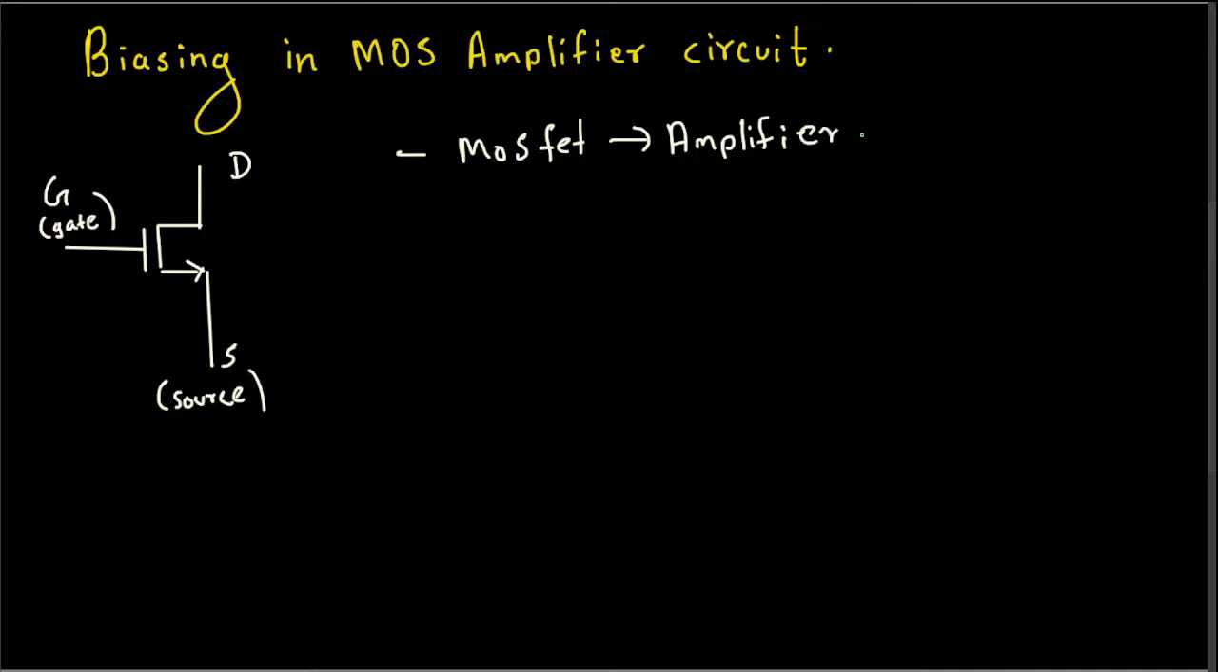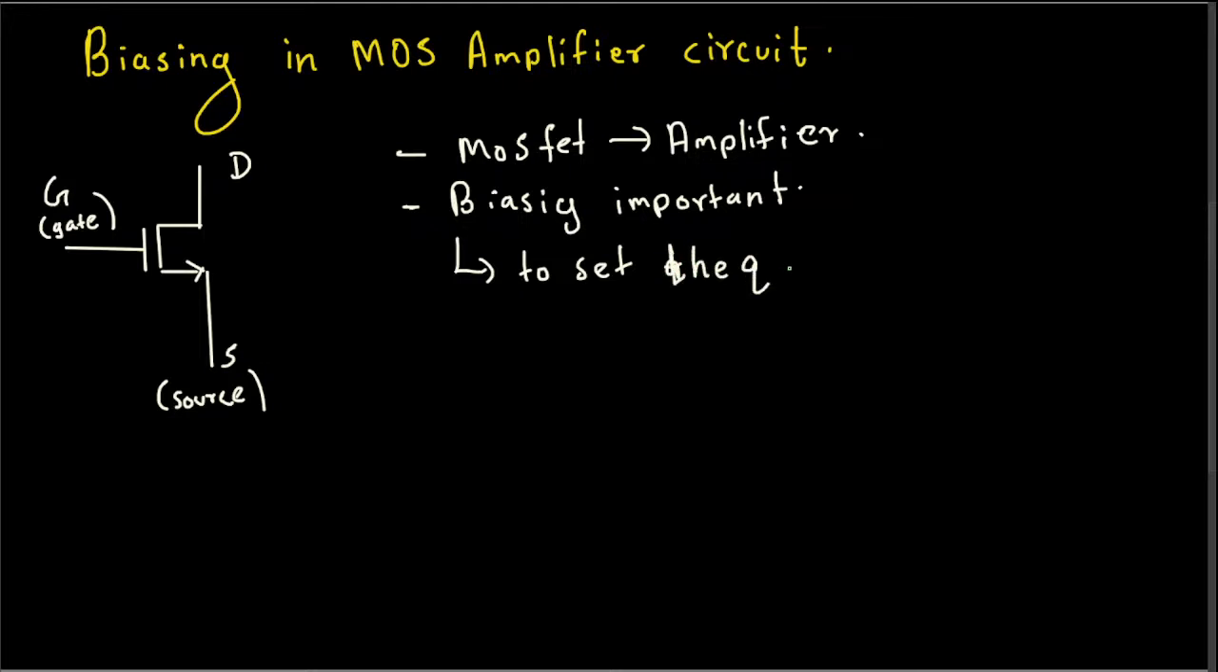And for a MOSFET, the biasing is important. Biasing is helpful for us to set the Q point, and the Q point will decide how the MOSFET will work as an amplifier. So biasing is important, and this is to set the Q point.